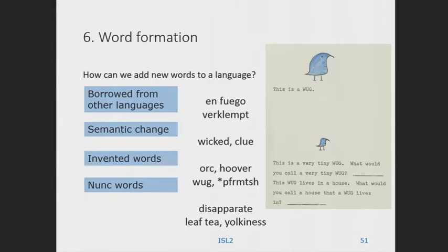Okay, and then the last group, where we have disapparate and leafty and yolkiness, where leafty and yolkiness only entered the Oxford English Dictionary this year, which I'm very excited about. I don't know what they did before leafty in the UK, but okay. So what is going on here? What's different between those and the other ones?